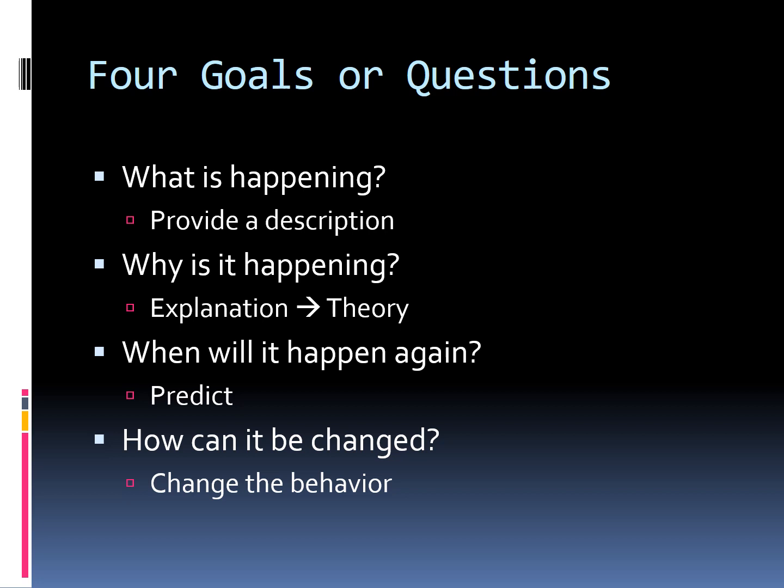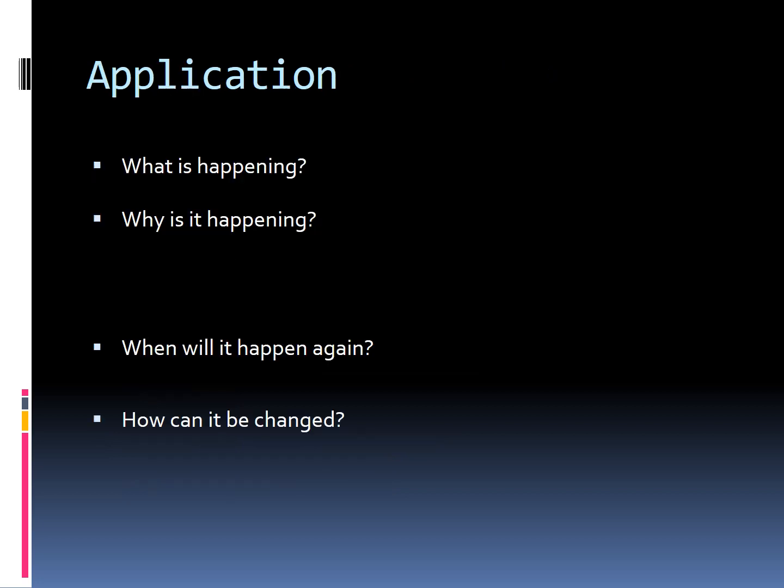Let's look at a specific example. Let's look at a hypothetical example of police brutality. First, we want to answer the question, what is happening? And we want to describe exactly what is happening. In this case, we're going to identify police brutality as frequently occurring in low-income neighborhoods.